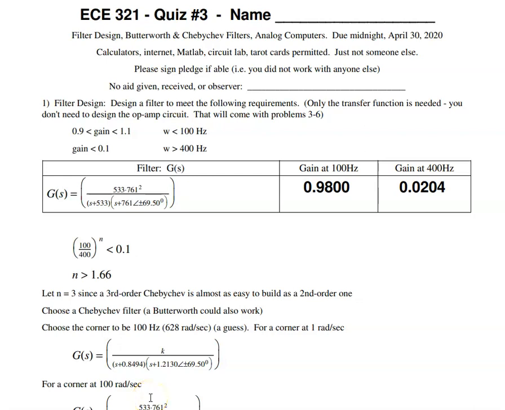This is the solution to quiz number 3 for ECE321 Analog Electronics. This quiz covers filter design, specifically Butterworth and Chebyshev filters and analog computers.